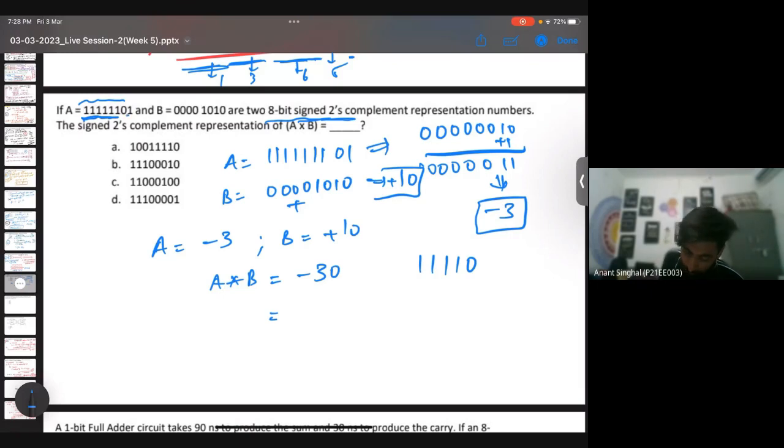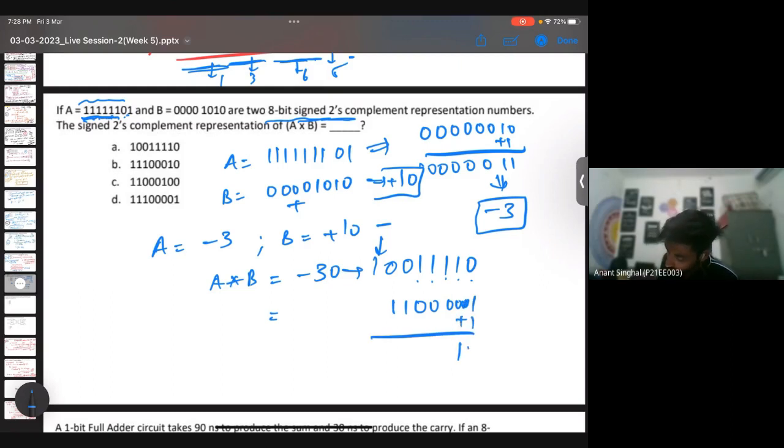So how many people have 1, 2, 3, 4, 5, 6, 7, 8. 2, 3, 4, 5, 6, 7, 8. So this one is for the negative. If I try to calculate the two's complement, it will be 1, 1, 0, 0, 0, 0. There will be 4 zeros and then 1 plus 1.